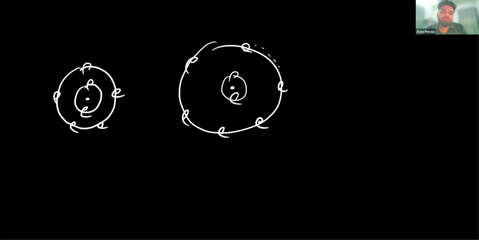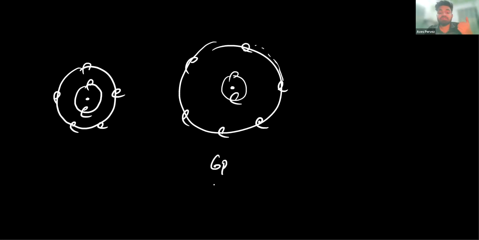Moreover, the repulsion between these electrons will be more. Why? Because electrons repel each other. If there are 4 electrons already present and you are adding more and more electrons, then in that shell the electron repulsion will increase. And moreover, this nucleus is going to have only 6 protons.